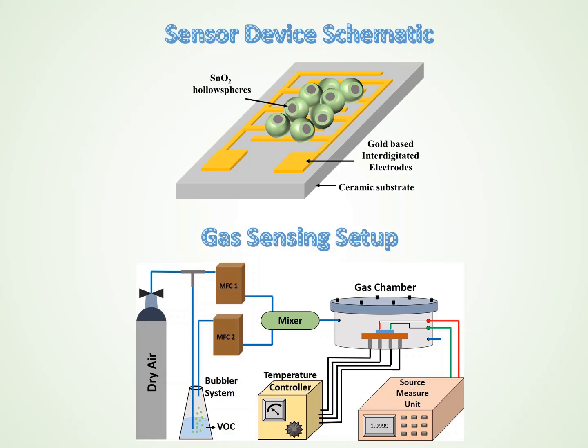Each target VOC, which was kept in liquid phase, was passed through a bubbler system using synthetic dry air. The desired concentration of VOCs was achieved by using two digital mass flow controllers. The whole arrangement of the gas measurement system is displayed in this schematic of the gas sensing setup.